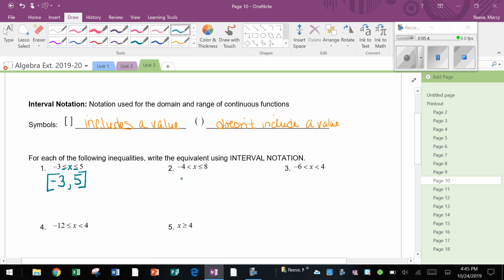Okay? How about this one? -4 to 8. -4 doesn't include it, right? There's no equal sign underneath, so we're going to put a parenthesis, because a parenthesis does not include it. And 8 is included, because remember it says up here, x is less than or equal to. So that's a bracket.